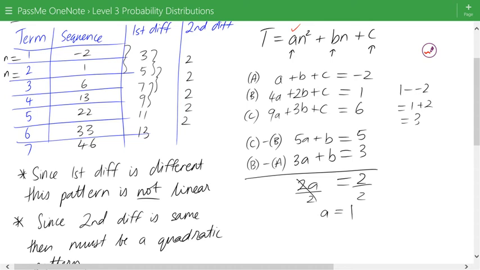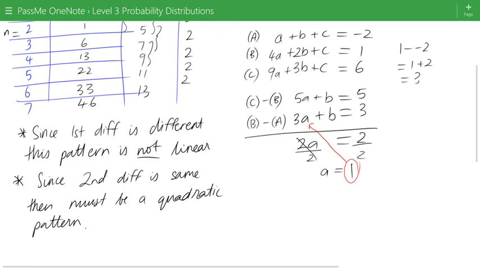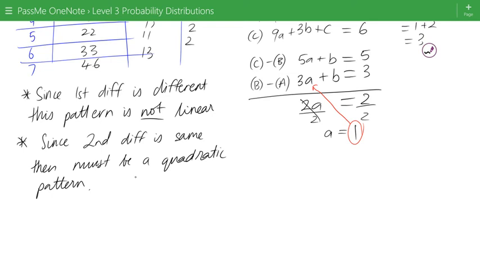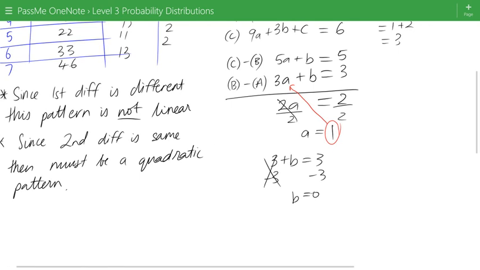So now we want to find b, so I'm going to take what a is equal to, and put it back into my original equation instead of a. So that means I'm going to write down 3 times 1, which is 3, and then plus b equals 3. So subtract 3 from both sides, so my 3's cancel out, and 3 minus 3 is 0, and so b equals 0.